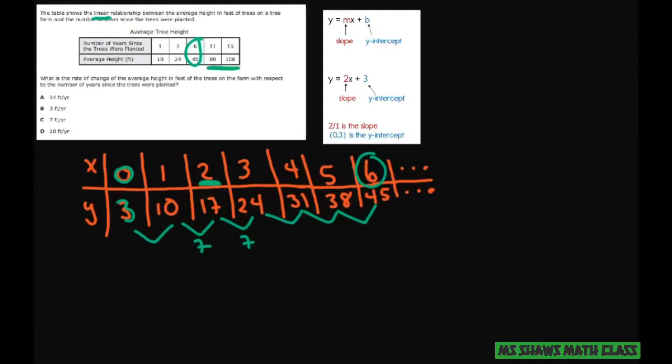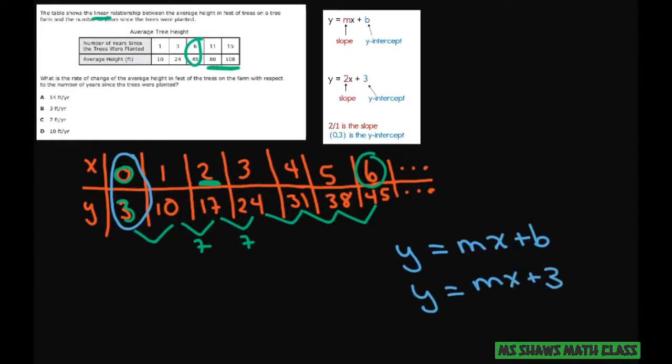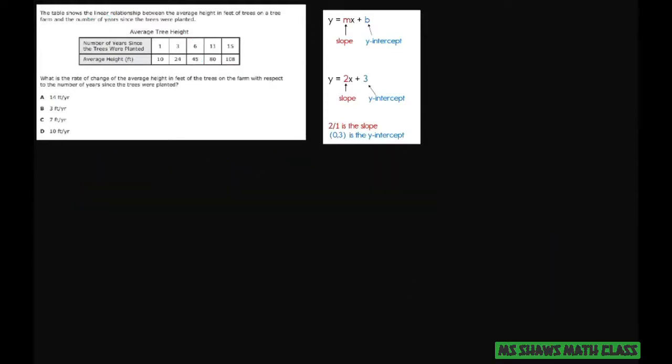So for our slope-intercept form, we do have y equals mx plus b, and our b happens to be 3. That's your y-intercept. So I can write this as y equals mx plus 3. And I can solve for the slope that way. So if I write y equals mx plus 3, and then use one of these points, I would actually use the smaller, don't use the larger one. So I'm going to use 1 and 10 and plug that in.